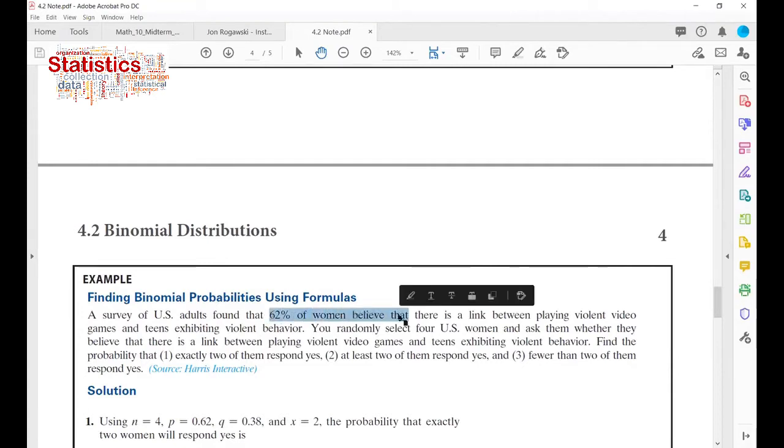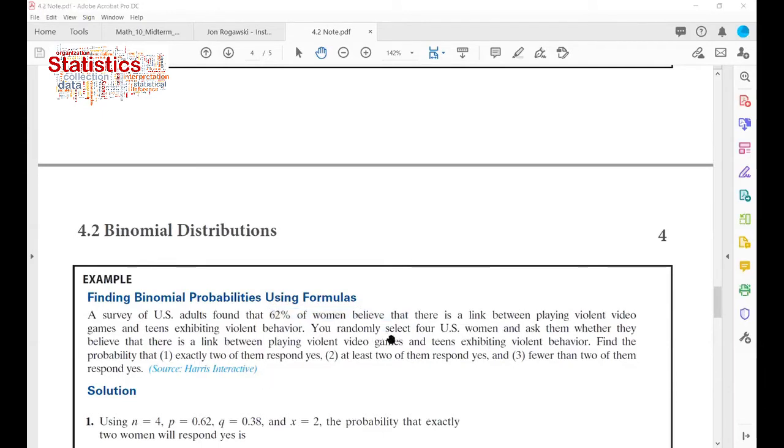that found out 62% of women believe that there is a link between playing violent video games and teens exhibiting violent behavior. What is this 62%? What do you think? Is it N? Is it X? Is it P? Is it Q? What is that? P. Very well. Excellent. What is P? P is, very good, the probability of success in one try. Excellent.